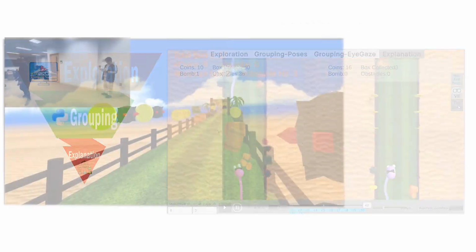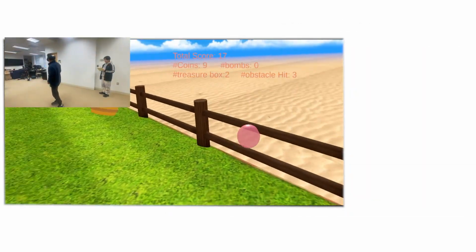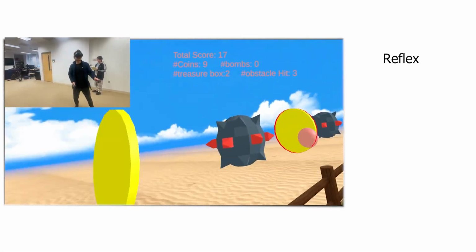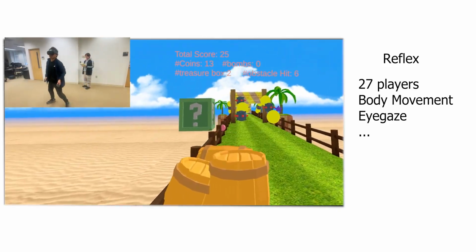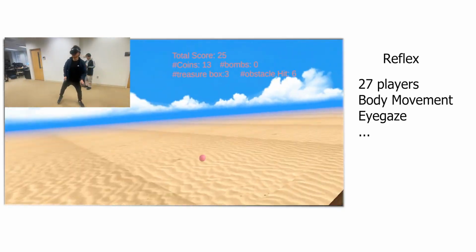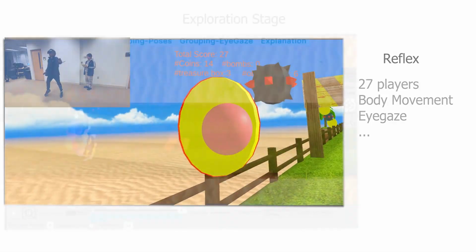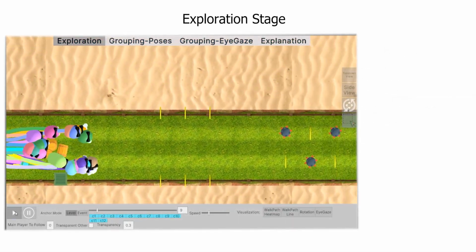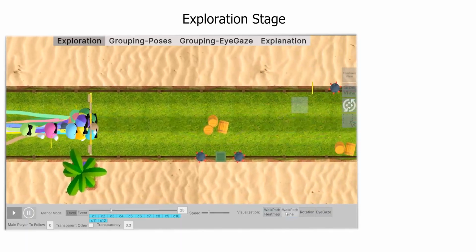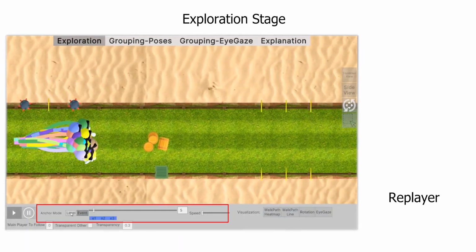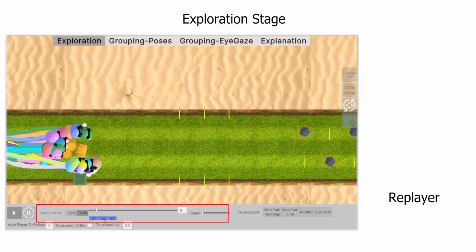Let's follow this hypothetical game designer who has developed this motion-based game called Reflex and collected playtesting data with 27 users. Her goal is to understand how novice players experience this game level. She first starts with the exploration stage, using the replayer to get an overview of how players interact with the game. The replayer offers 2 anchor modes: level anchor and event anchor.